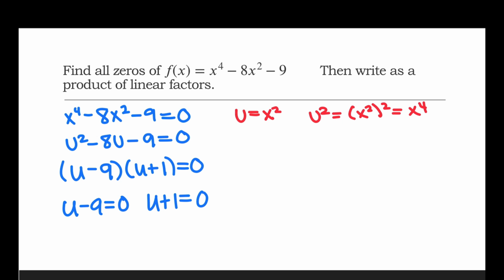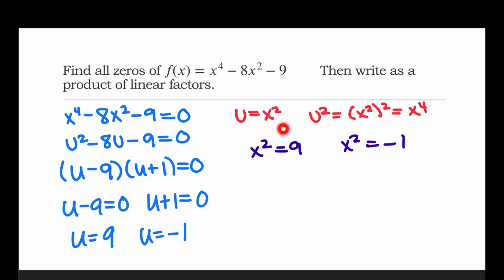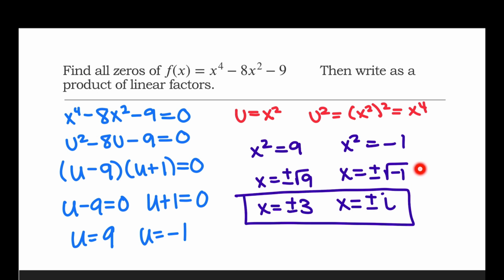So that means u minus 9 could equal 0, or u plus 1 could equal 0. Solving for u, I get u equals 9, or u is negative 1. But we're not solving for u, we're trying to solve for x, and so we started this problem by saying u was x squared, so I'm going to replace those u's with x squared. So now I've got x squared equals 9, x squared equals negative 1. I can solve for x by taking the square root. Don't forget the plus or minus. So x is plus or minus root 9, or x is plus or minus root negative 1.